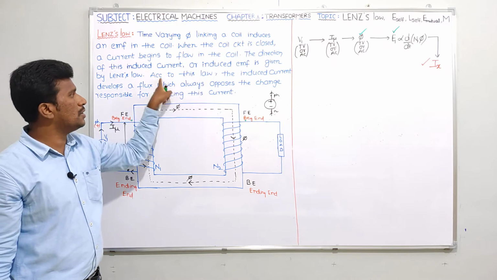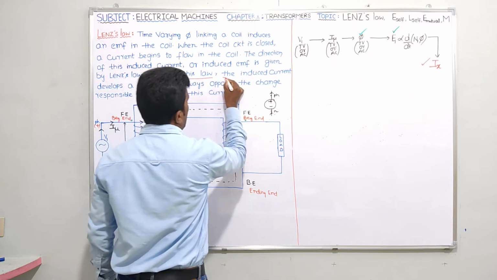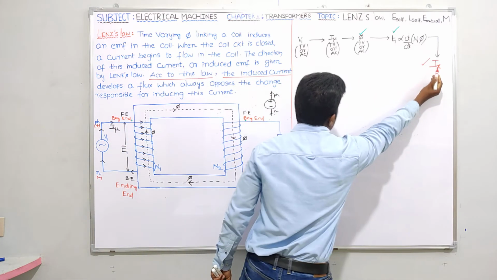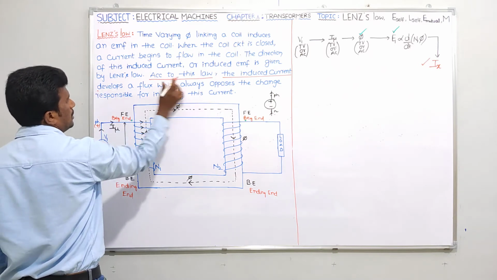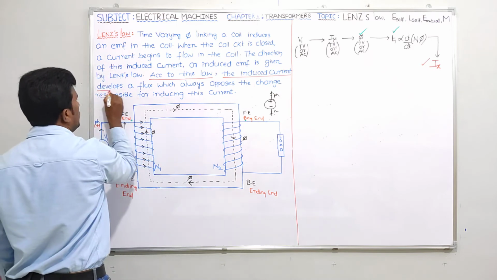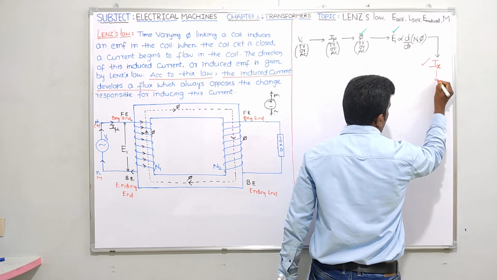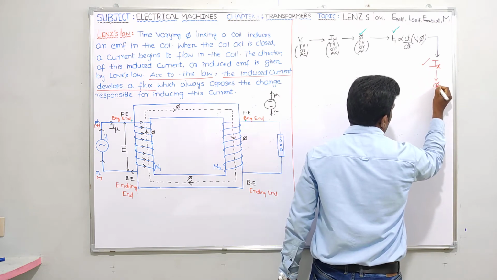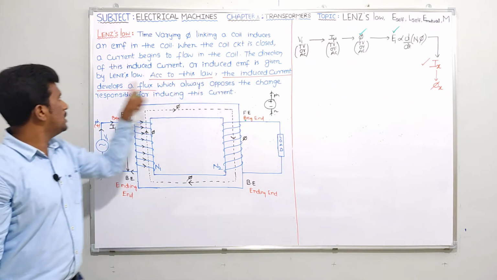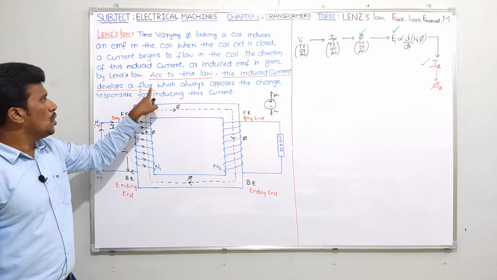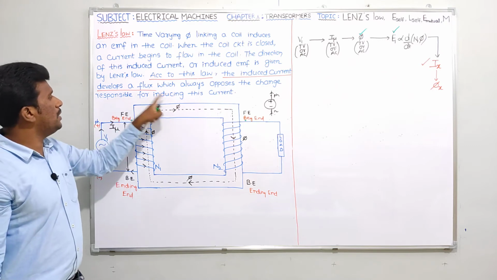According to Lenz law, the direction of induced current, this term is very important, means the direction of Ix. According to this law, the induced current develops a flux. So because of this current Ix flowing in the primary winding, you will get some flux. That flux can be called phi x once again. According to Lenz law, the induced current develops a flux phi x, which always opposes the change responsible for inducing this current.